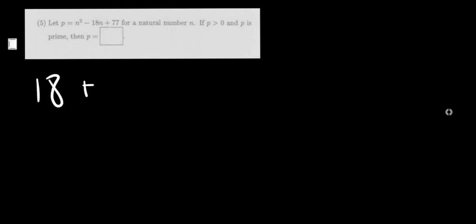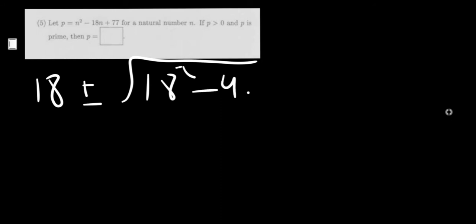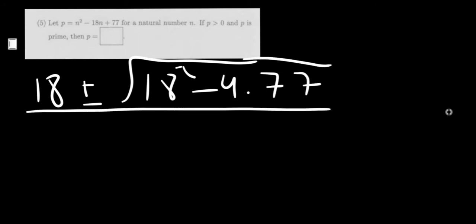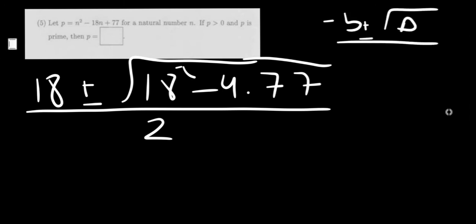So minus b plus or minus the square root of b squared minus 4 multiplied by a multiplied by c, divided by 2 multiplied by a. But a is equal to 1, so this is what I did, okay? Minus b plus or minus square root of delta divided by 2a. This is what I did.